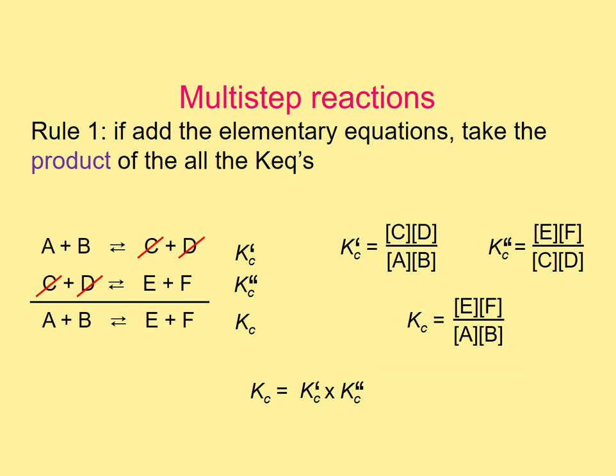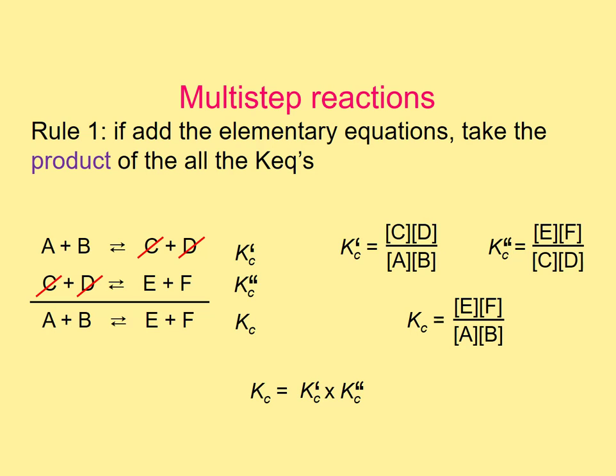Let's look at multi-step reactions, and there are several rules. In a multi-step reaction, I have one elementary reaction and then a second one, and I can add them up to get an overall reaction. Each of these steps can have an equilibrium constant expression. If I add the equations, you multiply the equilibrium constants. That's a little bit different than you might expect.